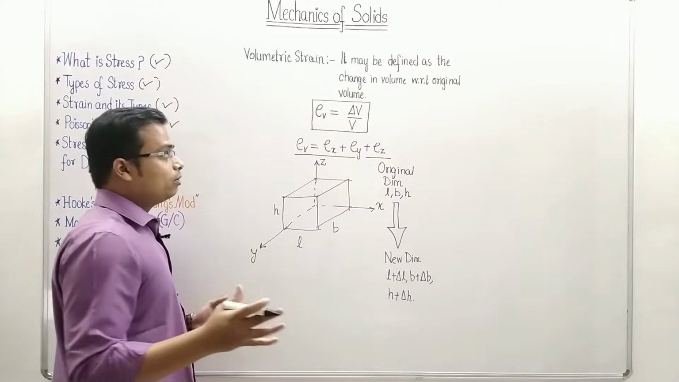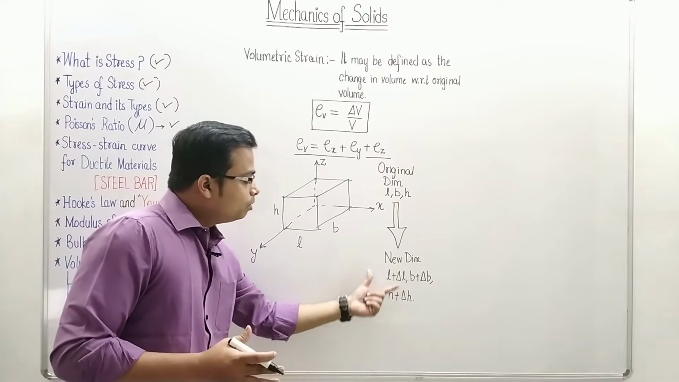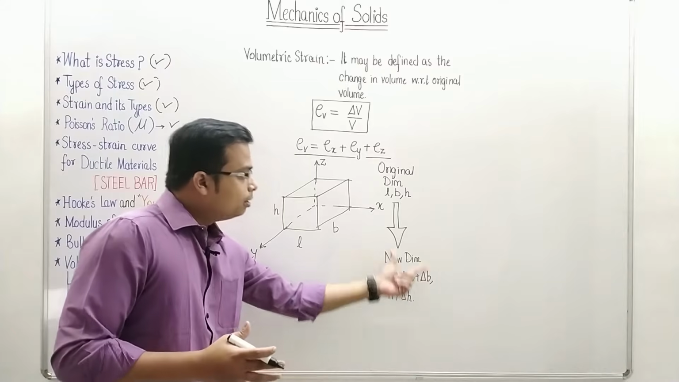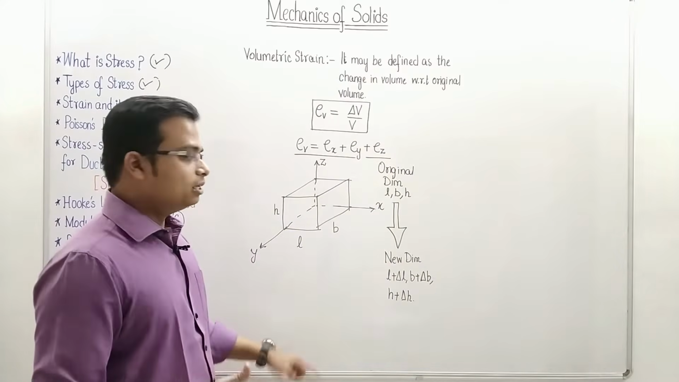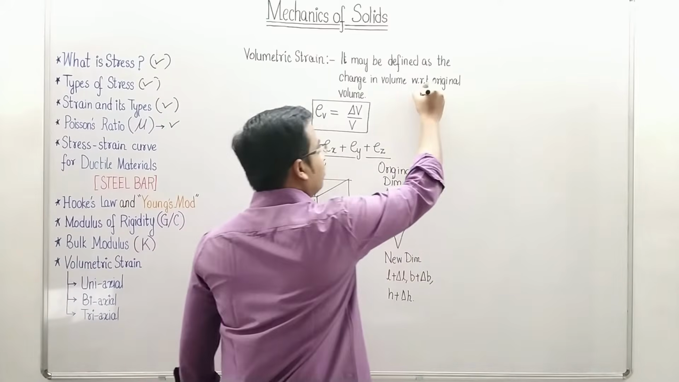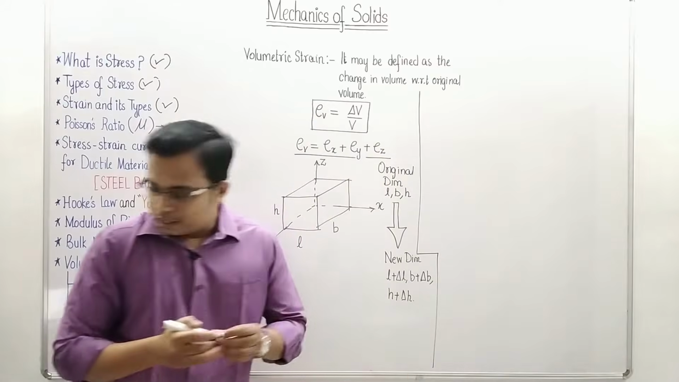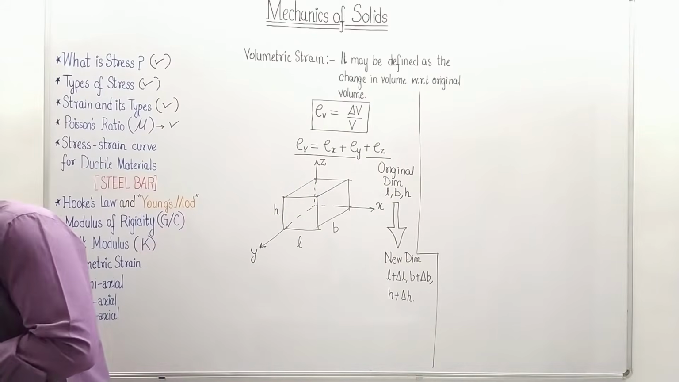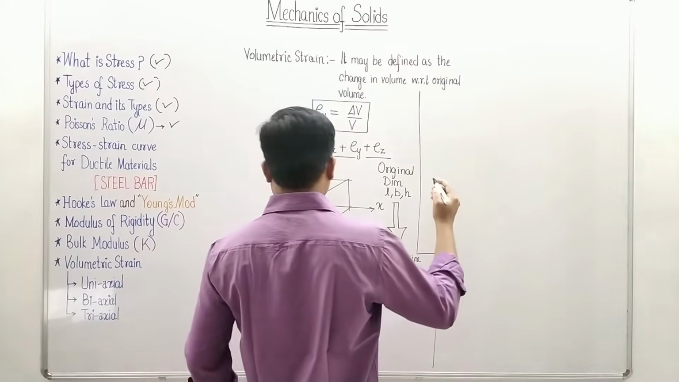Now if I were to calculate the change in volume, what I need to do is new volume corresponding to the new dimension minus old volume corresponding to the original dimension, and that's what we are going to do right now. Let's see how all of this works out. I need to change my pen. So let's see this quickly.